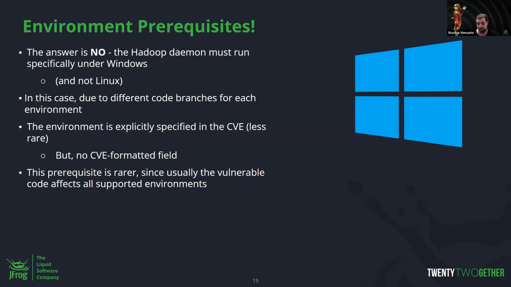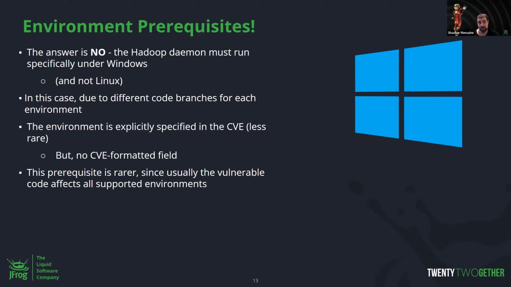And actually the vulnerability only manifests on Windows and not on Linux. On Linux, there's checking code, but it only did a correct check on Linux and not on Windows. So because there are different code branches for different environments, it's another thing that you have to check regarding the CVE. So this time it was explicitly specified in the CVE.